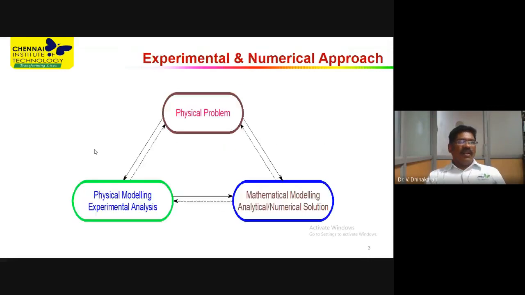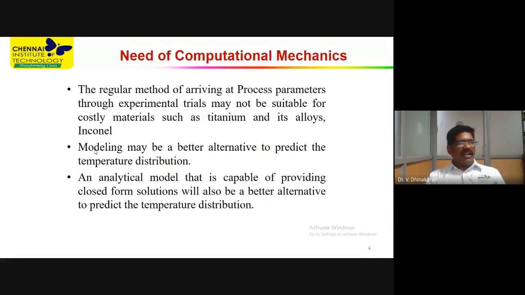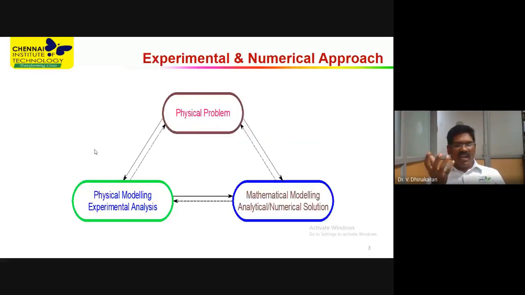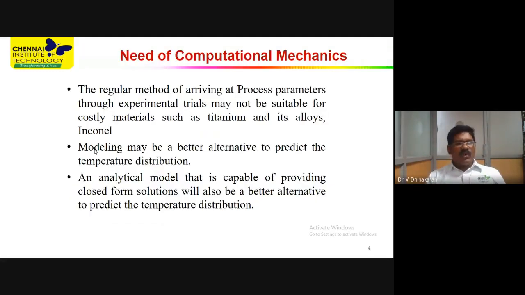Okay. Then I said, why we need to go for computational mechanics. I told how computational mechanics has come out. And why do we need to go for computational mechanics?